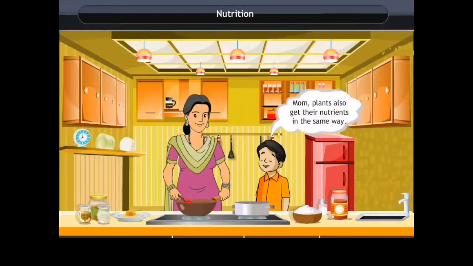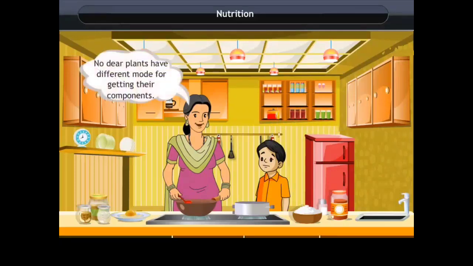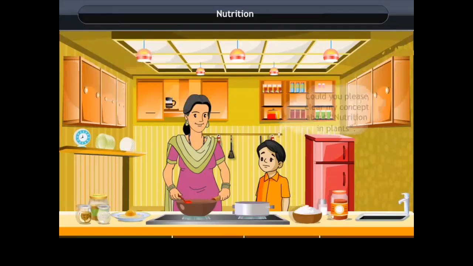Mom, do plants also get their nutrients in the same way? No, dear. Plants have a different mode of getting their components. Could you please clear my concept about nutrition in plants?